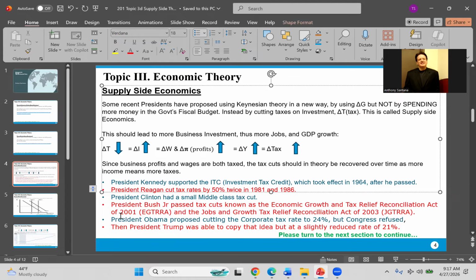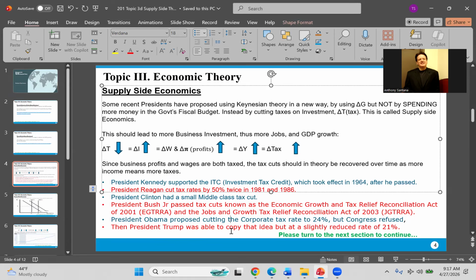So the economy did well for the first 4 years. And then he made some large mistakes in the next 4 years and crashed the economy in the financial crisis. So, but not the brightest of presidents, but he did implement this theory a couple of times. President Obama proposed cutting the corporate tax rate to 24%, but Congress didn't want to cooperate with him for political reasons, so that they could argue.